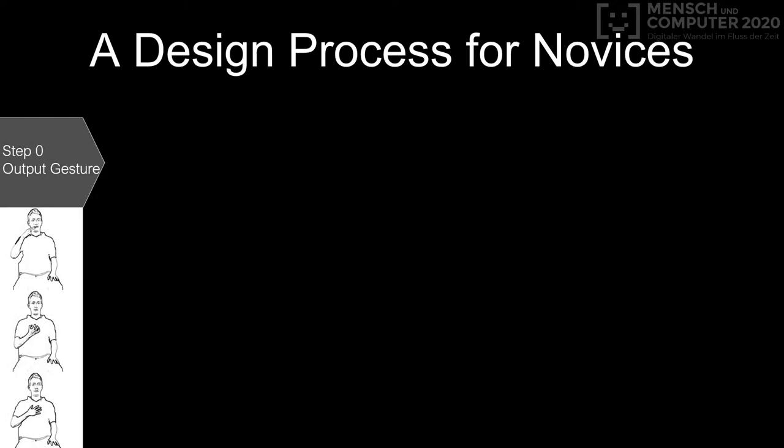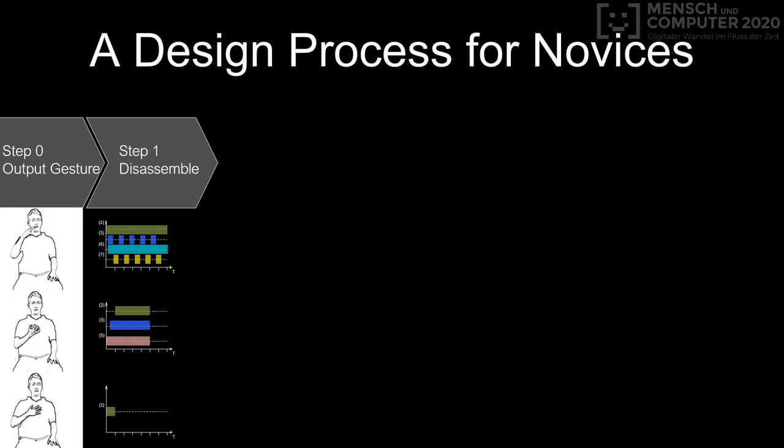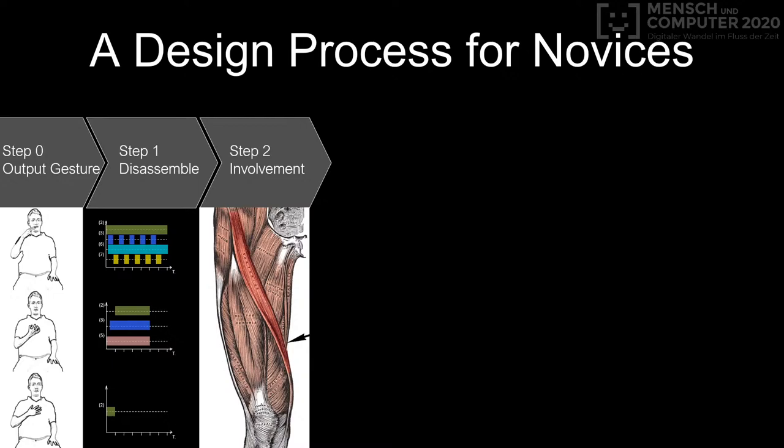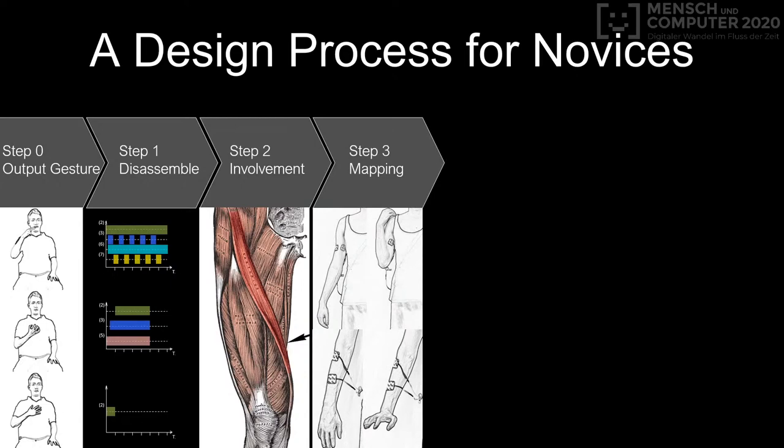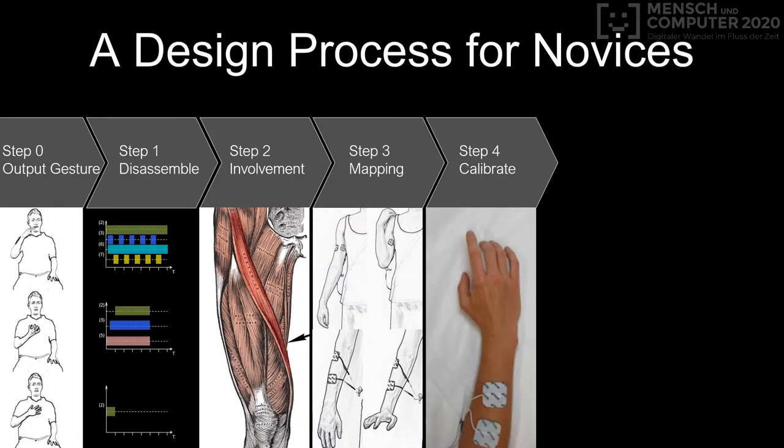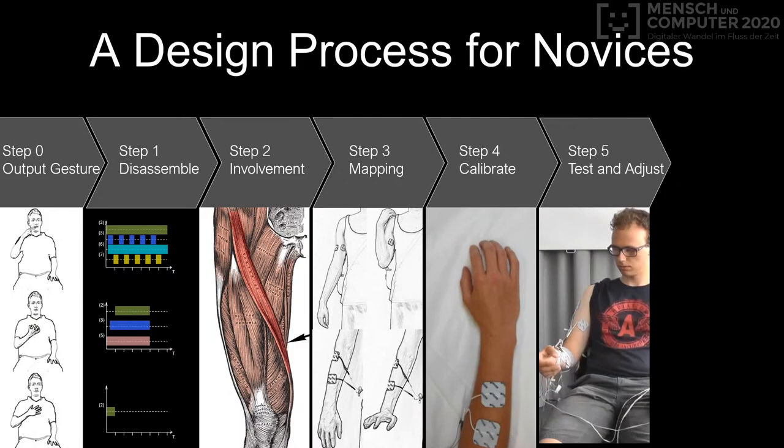In the first step, you need to identify the gesture, then you disassemble these gestures into sub-movements and timing. Then you identify the corresponding muscles. Then you map the muscles and find the placement of the electrodes. Then you need to calibrate each muscle individually. Then bring them together, test them and adjust it as a full gesture. And finally, you trigger them depending on the event.